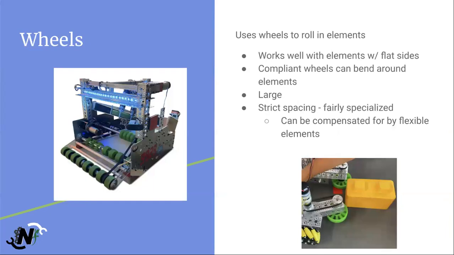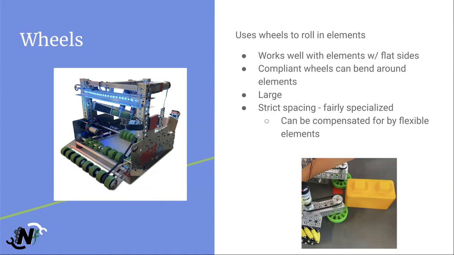And finally, we have wheel-based intakes. Wheel-based intakes use wheels to roll in elements. Because they use circular wheels with flat sides, they work well with elements with flat sides. For example, the stone over here has 2 very long flat sides, and the rings used in Ultimate Goal, I don't have a picture here, but they had a single very flat side on the top, which many teams use wheel intakes in order to take in. Compliant wheels in particular can bend around elements, increasing grip.